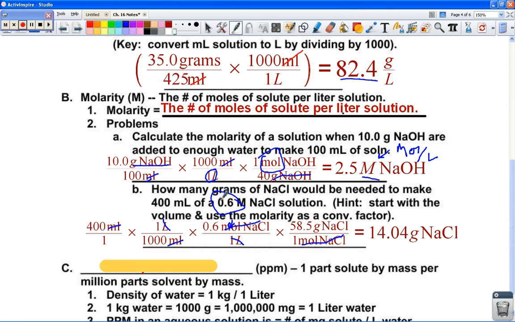We are looking for grams right here. So we know that 1 mole of NaCl is going to be 58.5 grams of NaCl. Again, that's our molar mass. And then we wind up with all of our units canceling except for our grams, which gives us 14.04 grams of NaCl.